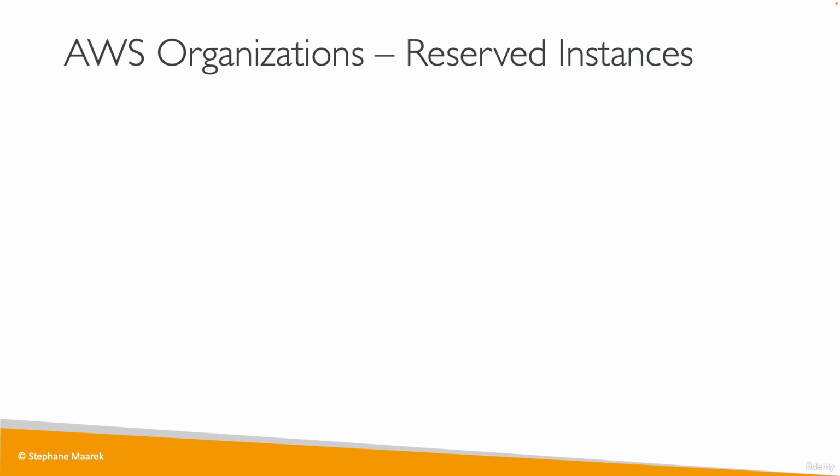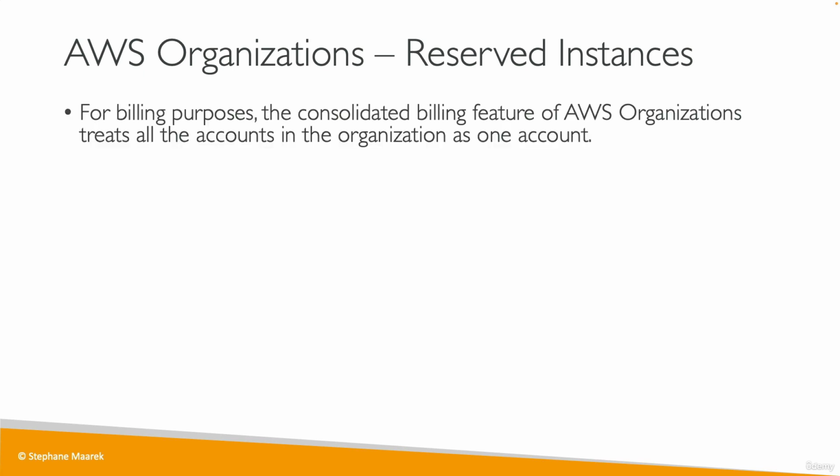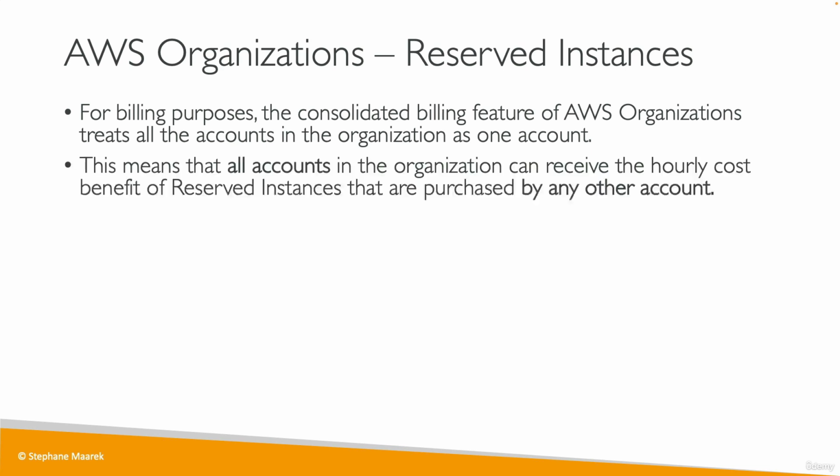Okay, so talking about what is shared and savings, we have reserved instances in organizations. So for billing purposes, the consolidated billing feature of AWS Organizations will treat all the accounts as one account. That means that all the accounts in the organization will receive the hourly cost benefit of a reserved instance that is purchased by any other account. So that means that it will give you the maximum amount of savings, even if a specific account is not using that reserved instance, but another is.